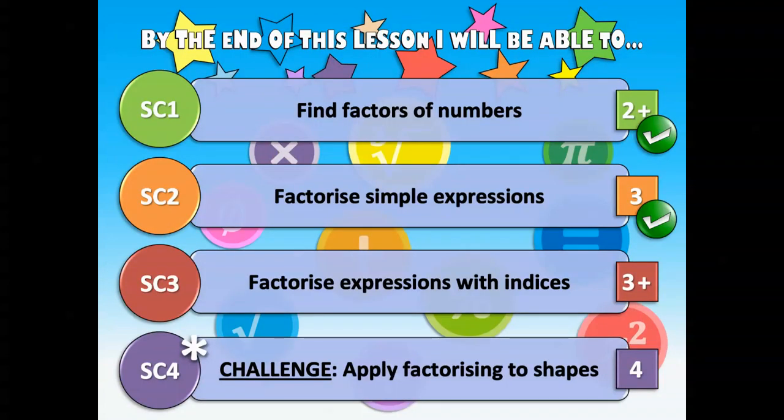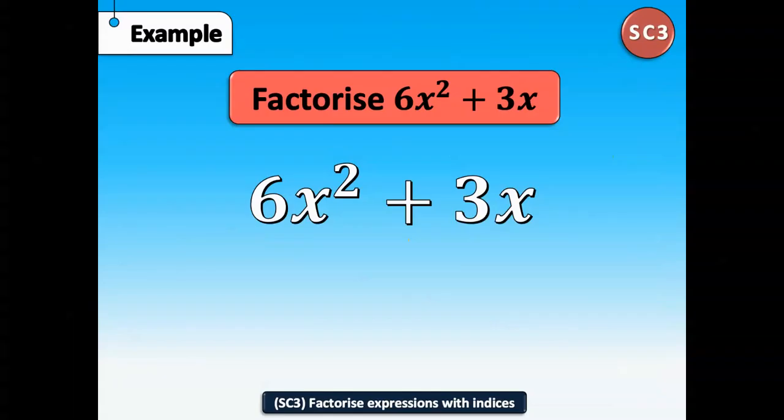And now we've completed success criteria 2. So now we're going to move on to number 3, and this is to factorize expressions with indices. So I want to factorize 6x squared plus 3x. As well as thinking about what number goes into both of these terms, I also need to think about what letter is in both of these terms, and they both contain an x.